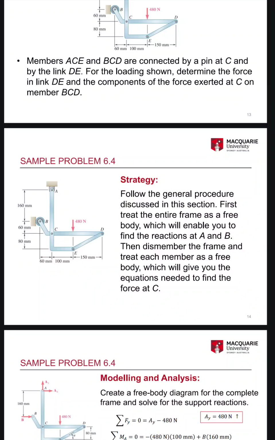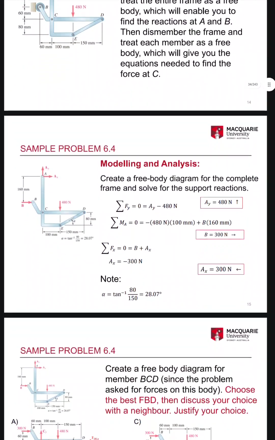Determine the force in link DE and the components of the force exerted at C on member BCD. Follow the general procedure discussed in this section. First, treat the entire frame as a free body, which will enable you to find the reactions at A and B. Then dismember the frame and treat each member as a free body, which will give you the equations needed to find the force at C.